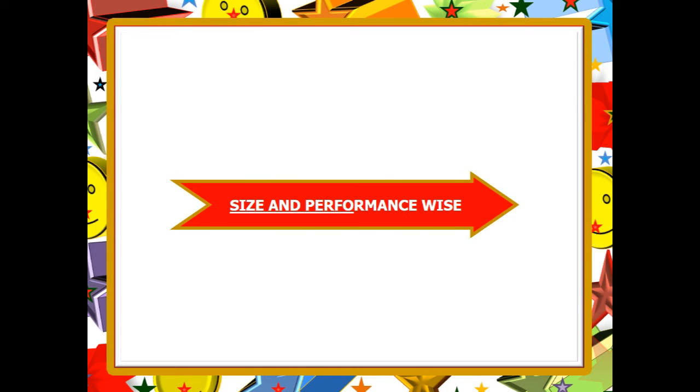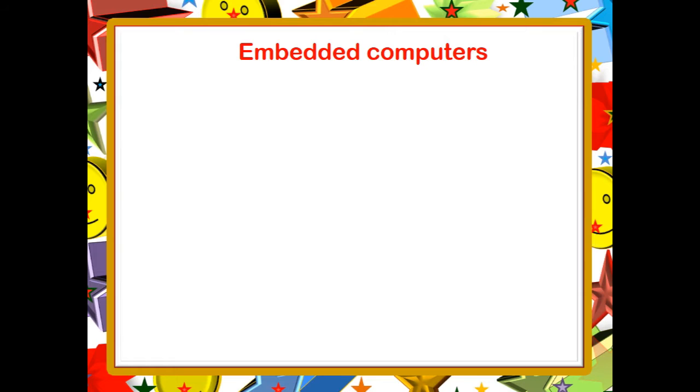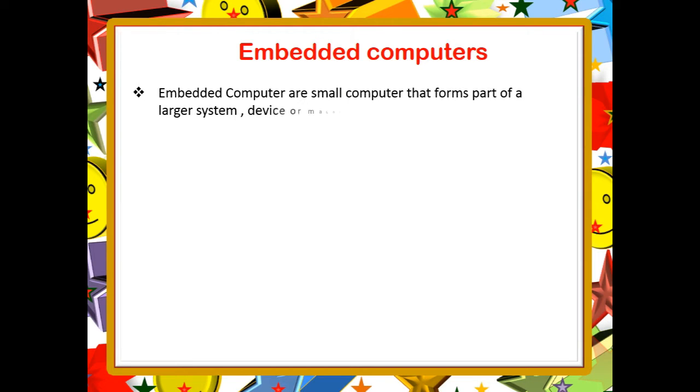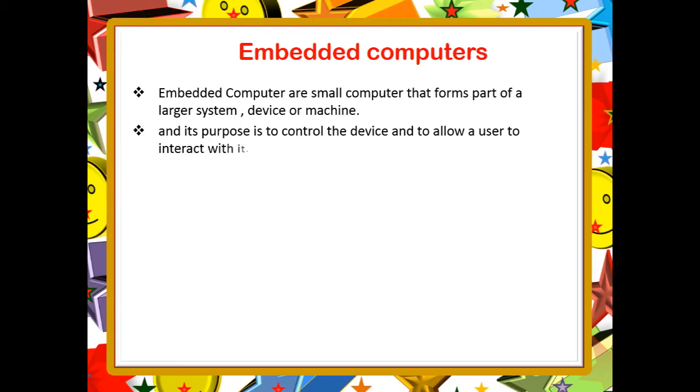Size and performance wise. First one is embedded computers. Embedded computers are small computers that form part of a larger system or a device, and its purpose is to control the device and to allow a user to interact with it. They tend to have one or a limited number of tasks that they can perform.